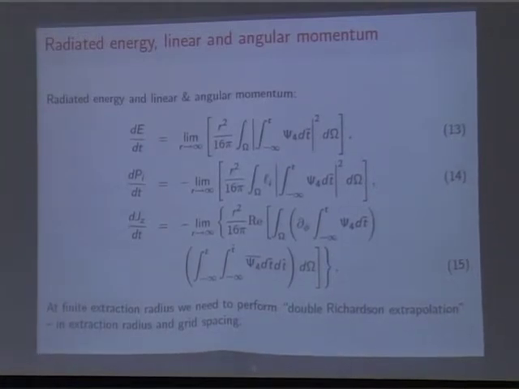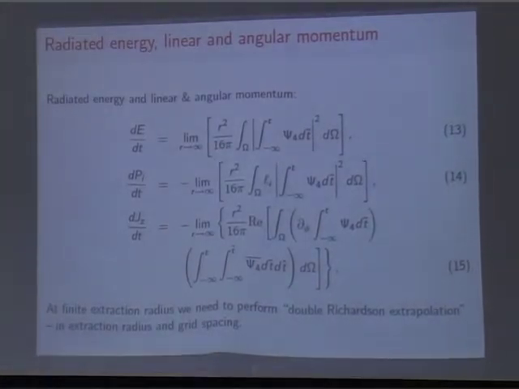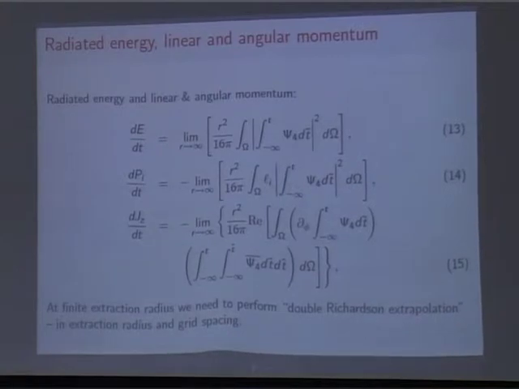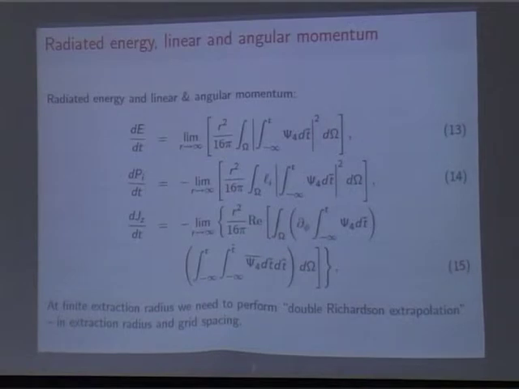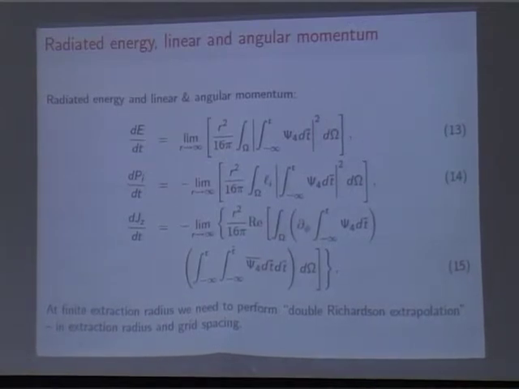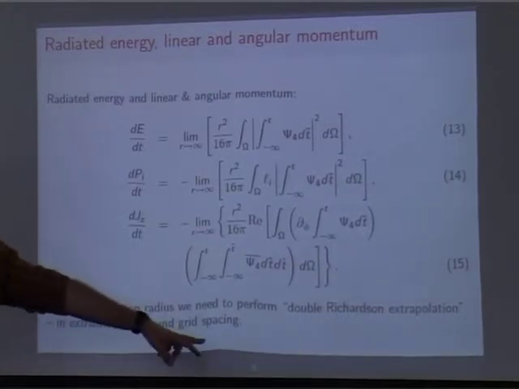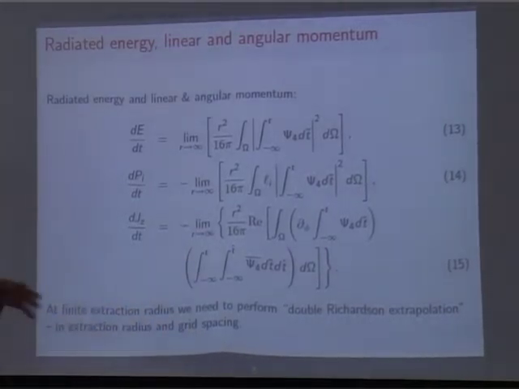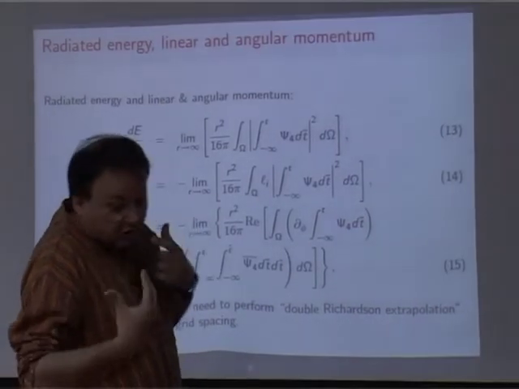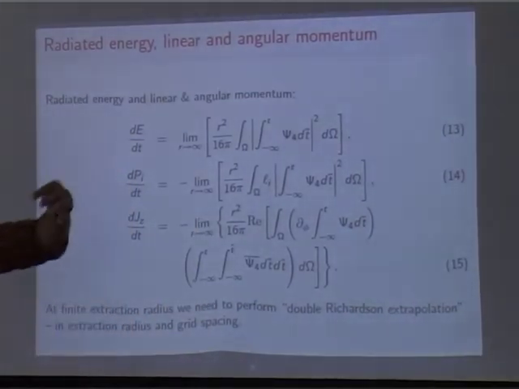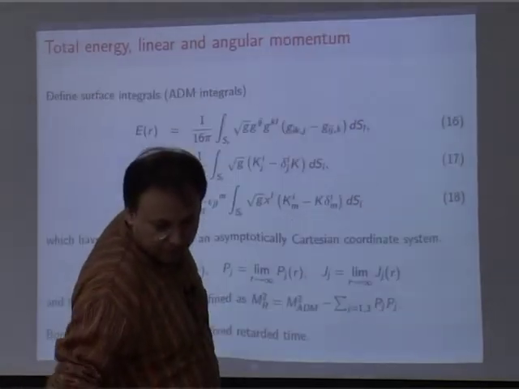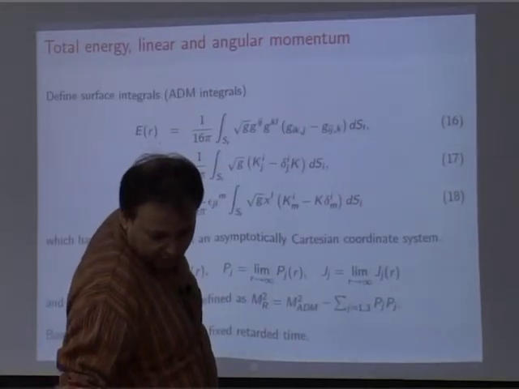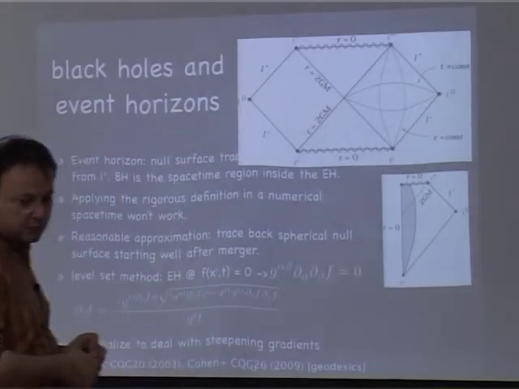Right here, at finite extraction radius, we need to perform double Richardson extrapolation in extraction radius and grid spacing. So in order to compute our final answer for the gravitational wave signal, we have to do a double convergence test in some sense, not just in the grid spacing, but also in how far out we extract our signal. And this should be something like at least the order of 1 wavelength. Okay, let me just skip that here.